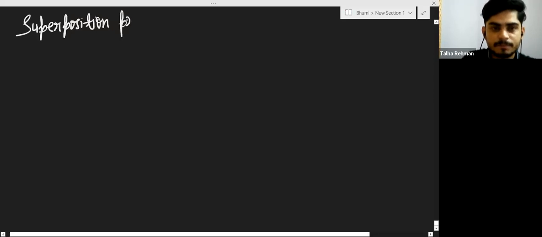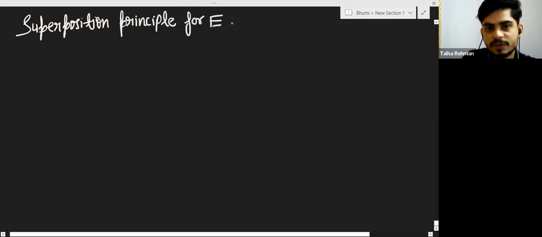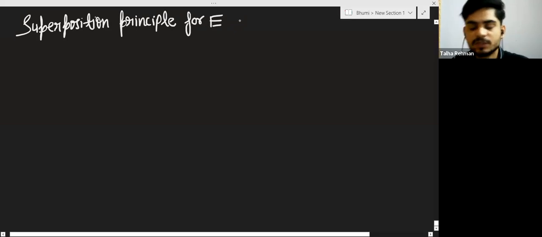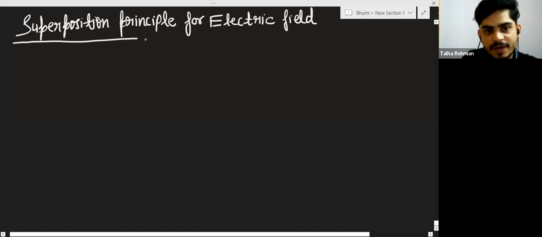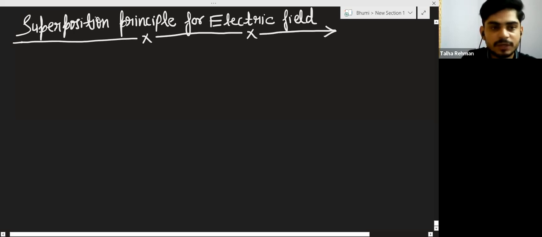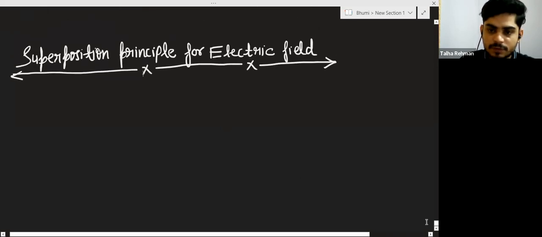Superposition principle for electric field. Earlier we have studied the superposition principle for the electric force. Now we will study the superposition principle for electric field. And electric field also is a vector, like force is also a vector. Electric field is also a vector quantity, like force.